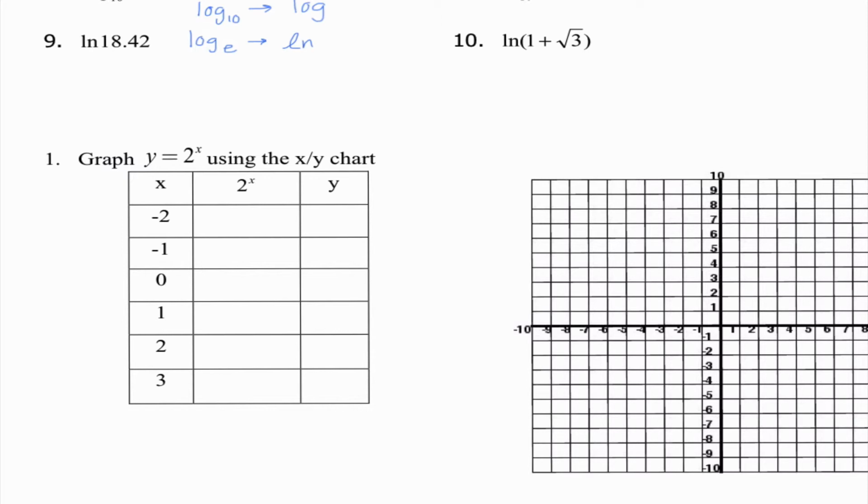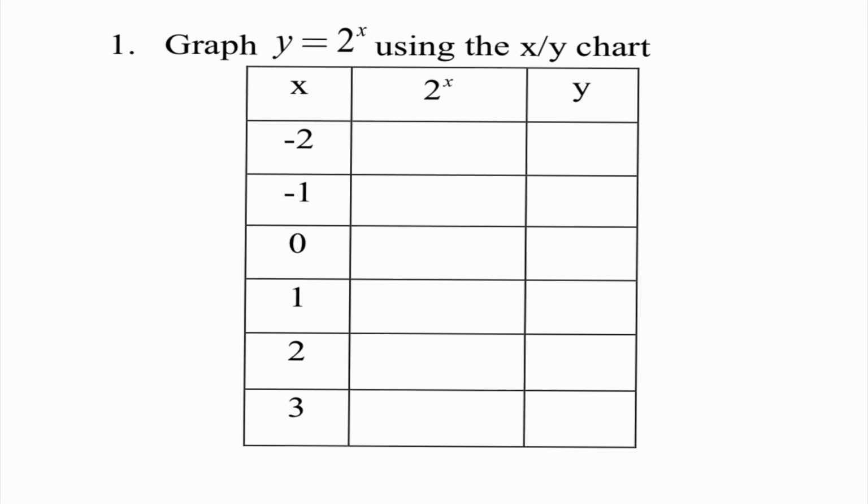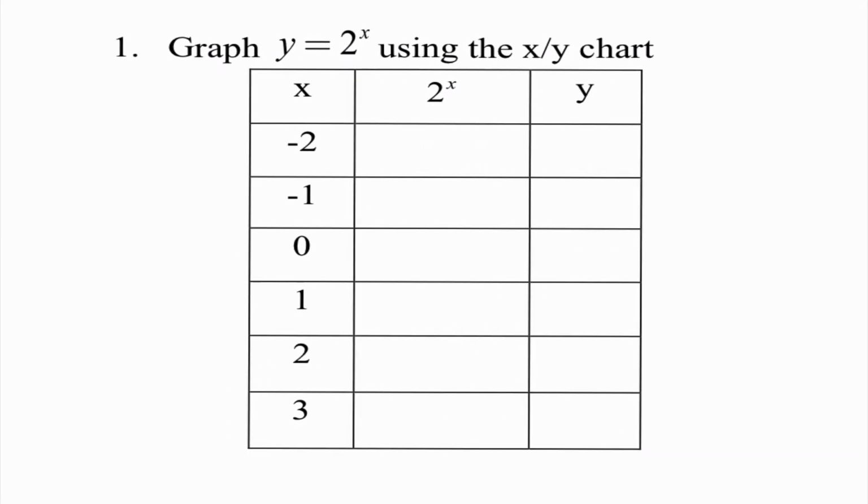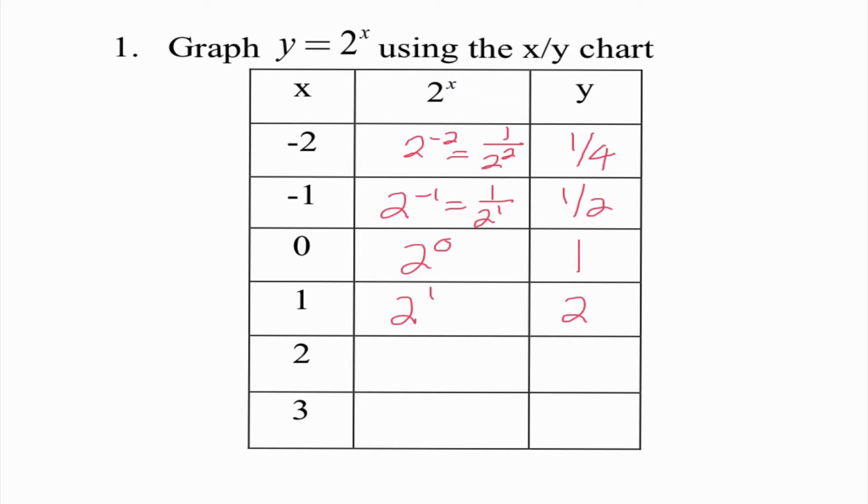Okay, so number 1 tells us graph y equals 2 to the x using an xy chart. And we will remember that whenever we don't know how to graph something, we should use an xy chart. I've already supplied us with some x values here. So 2 to the negative second power, let's just review. That means 1 over 2 squared, which is 1/4. 2 to the negative first power is 1 over 2 to the first, which is 1/2. 2 to the 0 power is 1. 2 to the first power is 2. 2 squared is 4. 2 cubed is 8.